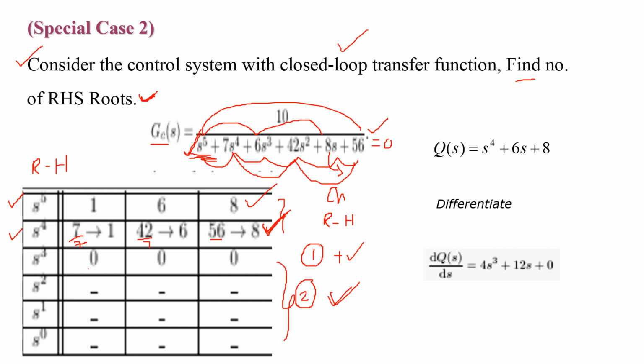The first element of the s cube row is (1 into 6 minus 1 into 6) by 1, that is 0.